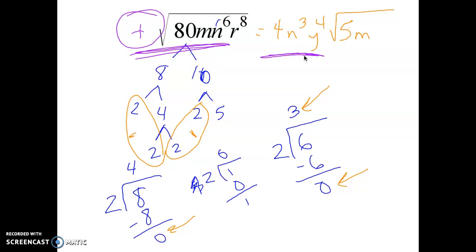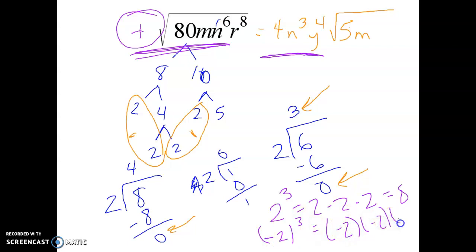But how about n to the third? If n is a positive number, 2 to the third, 2 times 2 times 2 is 8. Well, that's a positive. But what if n is a negative number? Then I've got -2 times -2 times -2, and that's equal to -8. So I have to force that one to be positive because my original thing was positive.